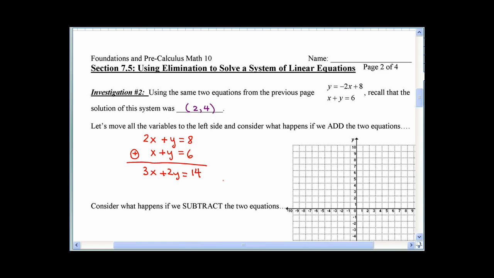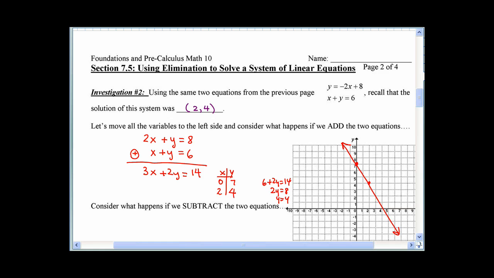Nice. Let's graph this out as well. I'll make a quick table of values. You do the same. When x is 0, y is 7. I'll choose x as 2. I get 3 times 2 is 6, so 6 plus 2y equals 14. Subtract 6 off of both sides. I think you get 4. That's good. I'll plot the 2 points. Draw the line.